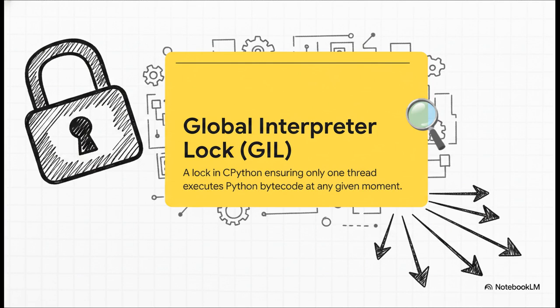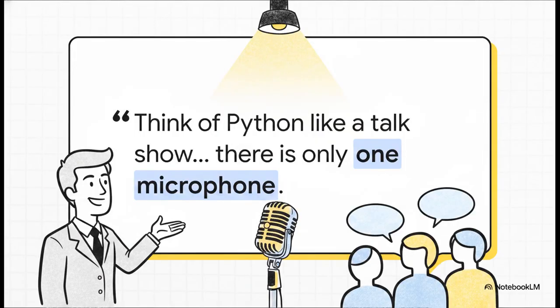Now, I know what you're thinking. That sounds completely insane. Doesn't that defeat the entire purpose of having threads? Just stick with me here. It'll make sense. To really get this, we need a good analogy. So for a minute, let's forget about code and interpreters. I want you to imagine that Python is a very fancy, very popular talk show. It's got a great host, interesting guests, but it has one very, very strange rule. There's only one microphone on the entire stage.